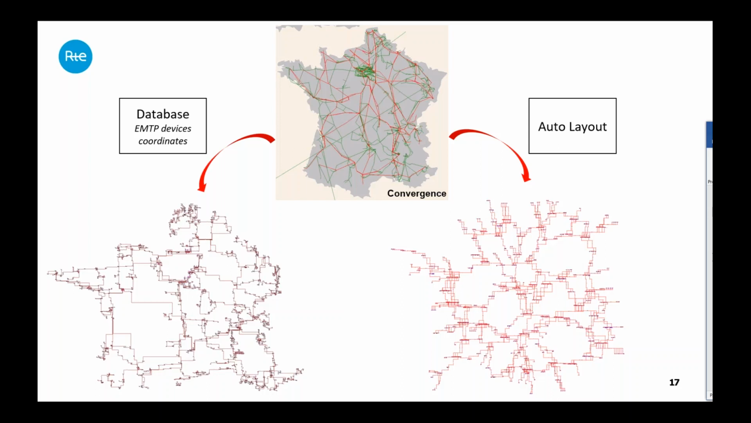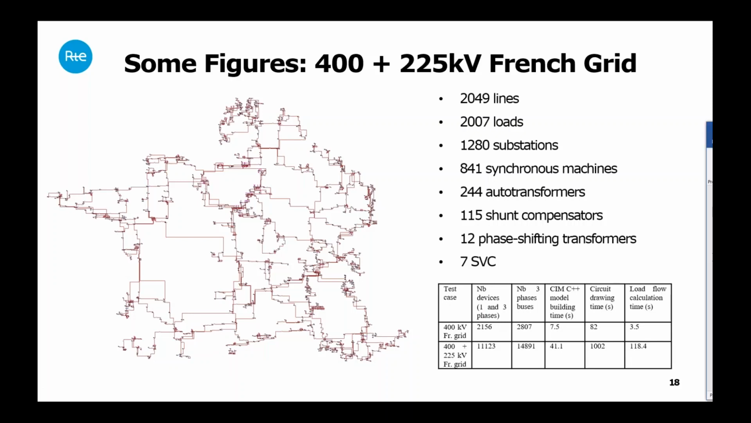So we need to find a way to draw the circuit, and we can choose between auto layout, on the right, or use an external database of device coordinates. This is a circuit on the left, to get the real representation of France. Here are some figures for the total 400 and 225 kV grid: about 2,000 lines and loads, and more than 1,000 substations.